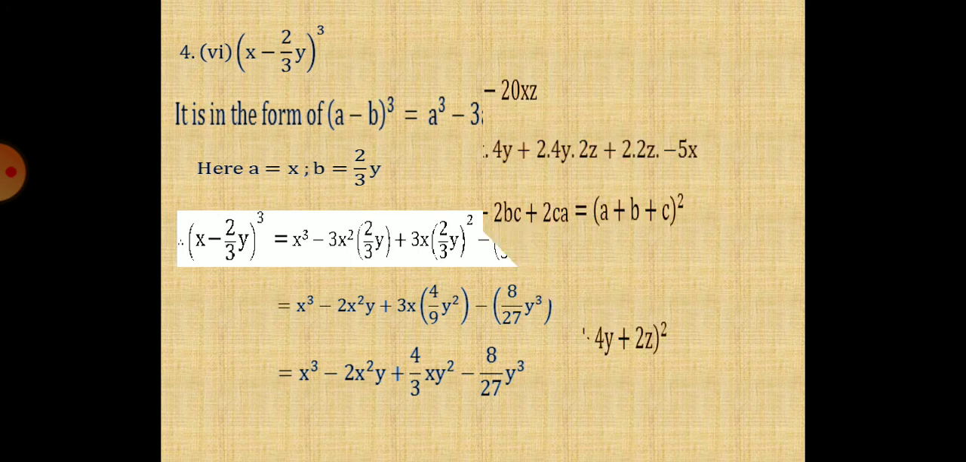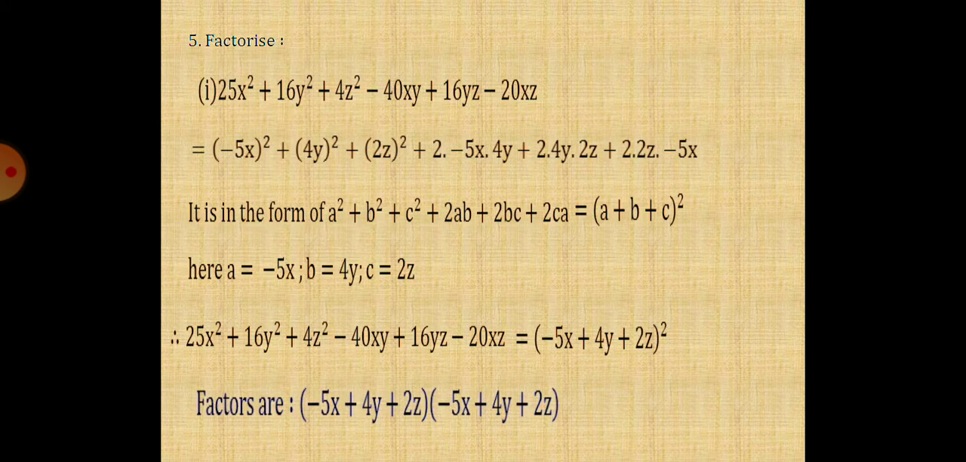Now let us see the first question of question 5, and the second question will be your assignment. Again here 3 perfect square terms are there and the remaining 3 terms are there. Again here there is minus for 2 terms. So let us see which alphabet is common in minus 40xy and minus 20xz. x is common. So we decide that the first term is negative.